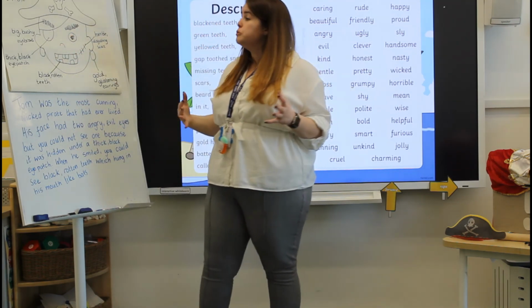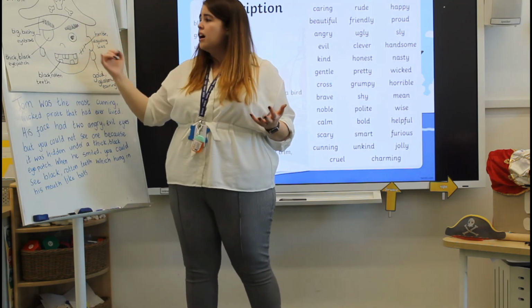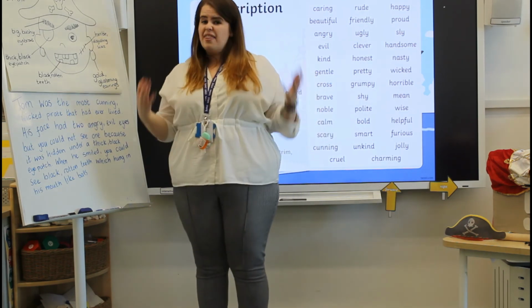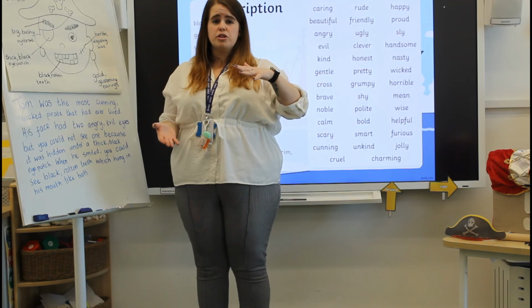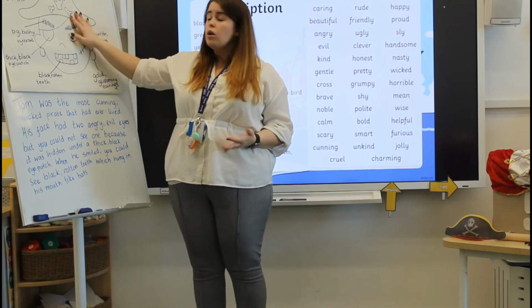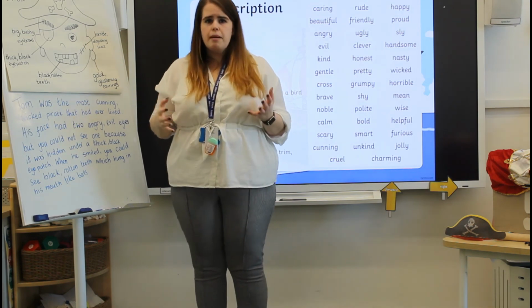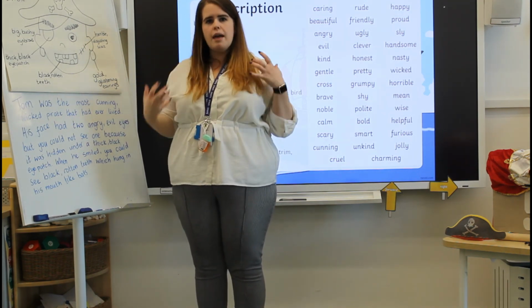But there's so much more I could describe. I've got his eyebrows, his earrings, his scar, lots of other things, maybe what his clothing is. And that's your challenge. Can you write a whole description describing your part, or if you want, you can carry on describing Tom the Terrible. But I want you to remember to use expanded noun phrases, and then you can start describing the senses.